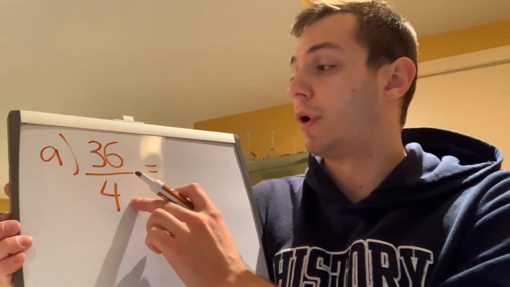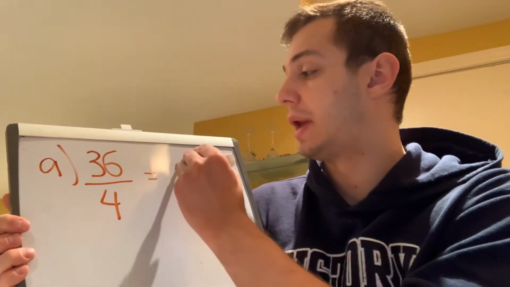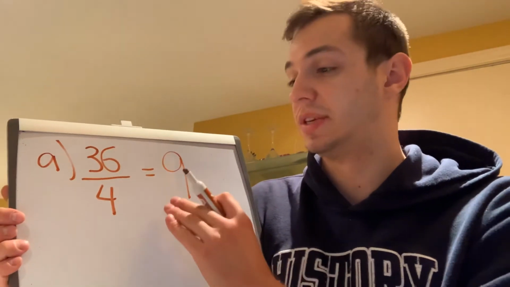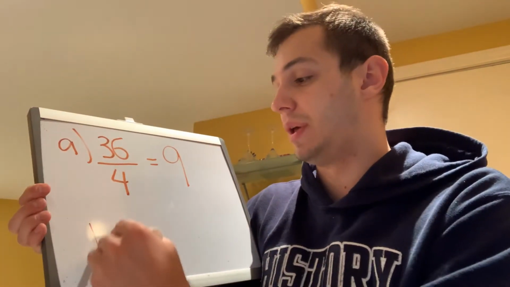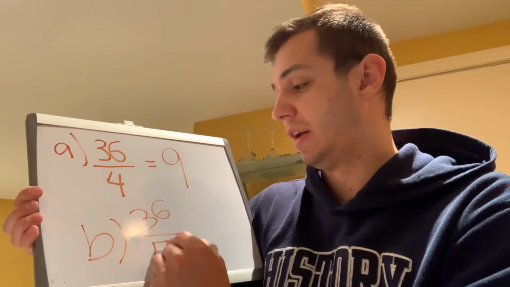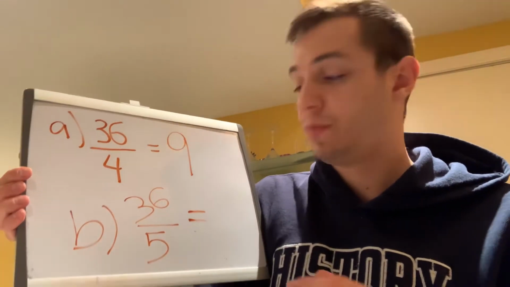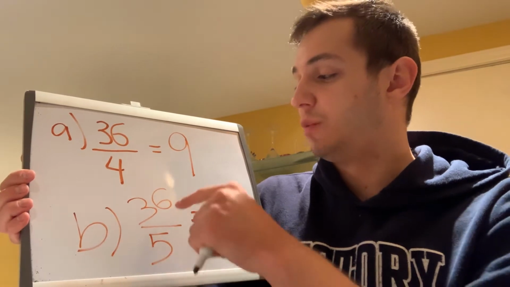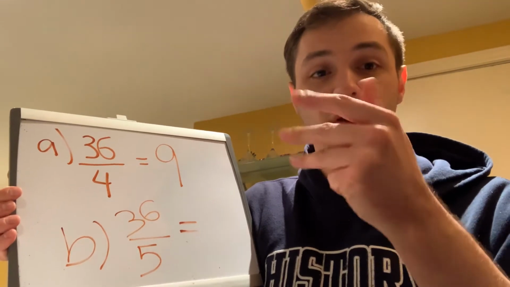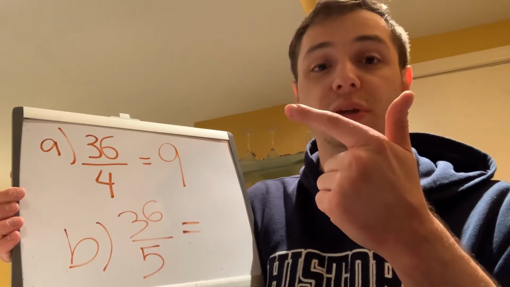We know that 4 can divide into 36 an even number of times. It'll be 9. So for part A, our answer is going to be just a whole number, just 9. If we look at part B, we have the fraction 36 divided by 5, or 36 over 5. So what we can do is skip count by 5s, and we're going to try to get to 36. So 5, 10, 15, 20, 25, 30, 35, and then if I go one more, it'll be 40, so that'll be too much.